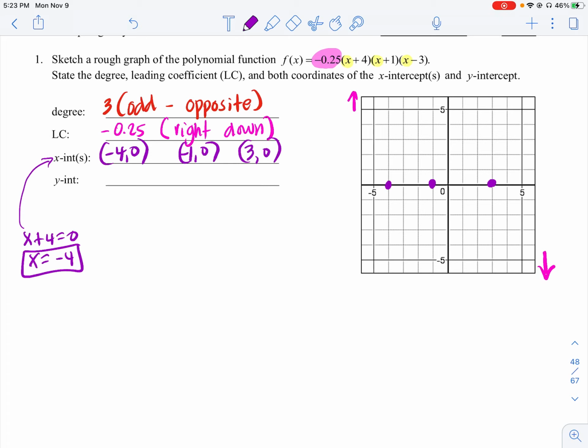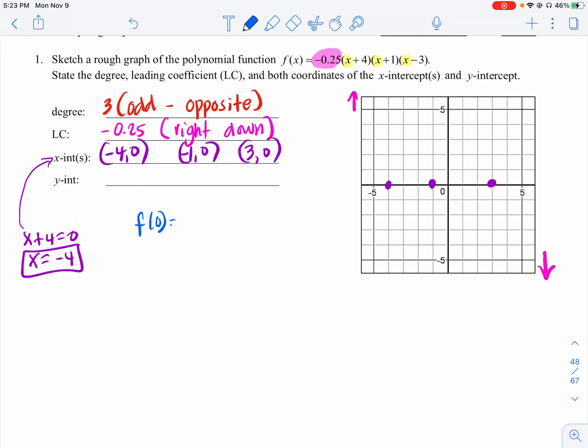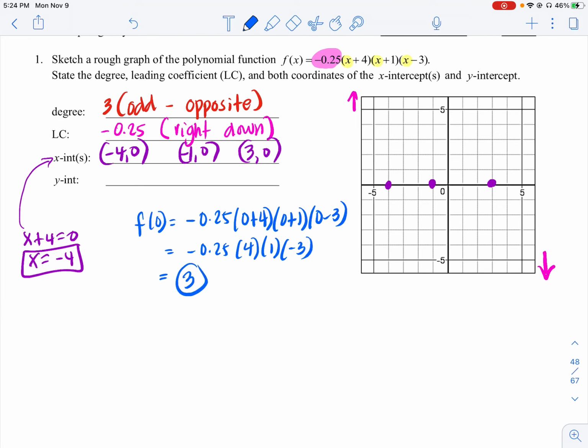For the y-intercept, as usual, very easy. You have to plug in a 0. You have negative 0.25 times (0 plus 4) times (0 plus 1) times (0 minus 3). That is a 4, 1, and negative 3. And so you just multiply all of them together. So you have negative 0.25 times 4 times 1 times negative 3. That is a positive 3, right? And so we have 0 comma 3.